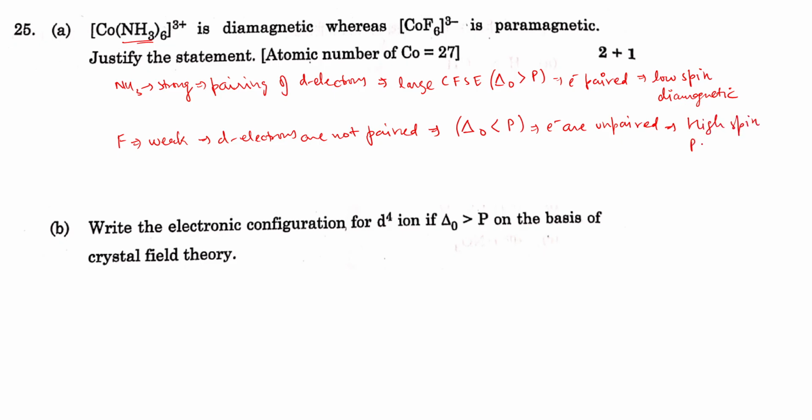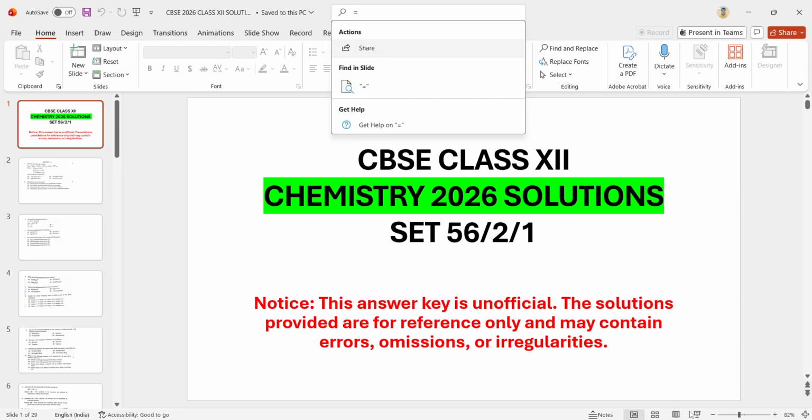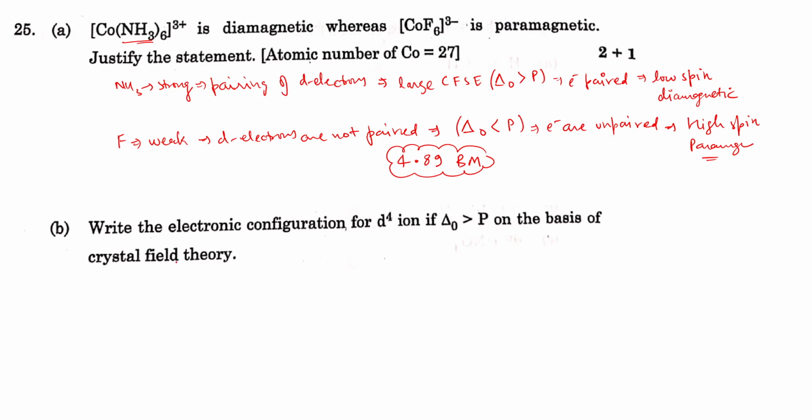High spin means paramagnetic. So basically in this case, I think we have four unpaired electrons. When we use the spin only formula, we get somewhere around 4.89 or 4.87 Bohr magneton. This is the value of magnetic moment for this complex, CoF6.